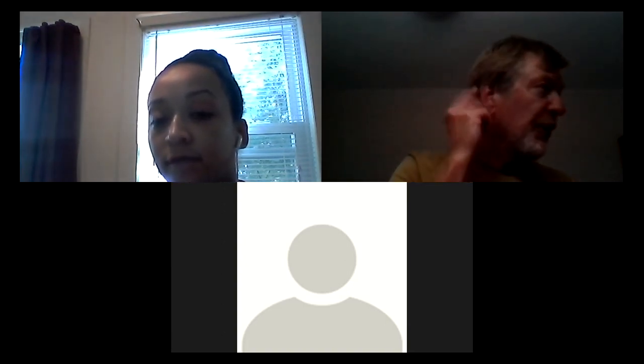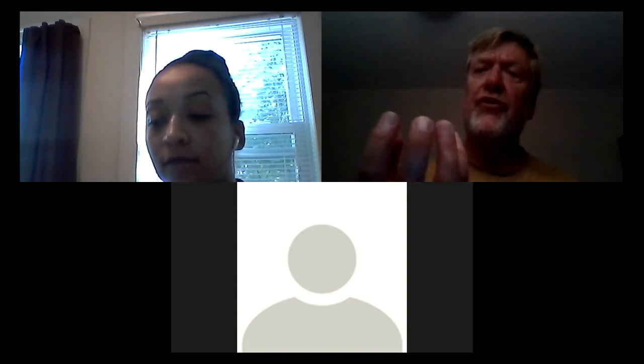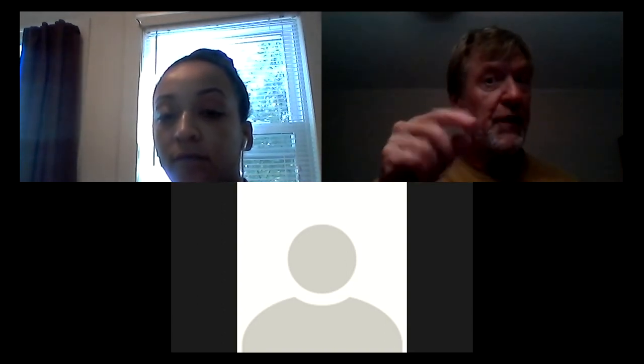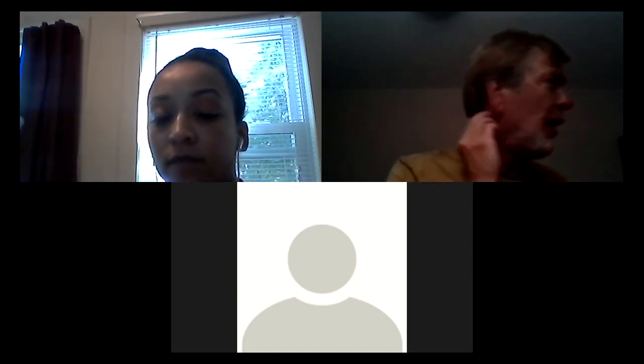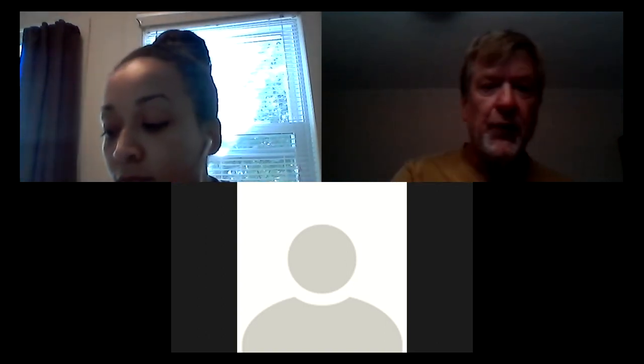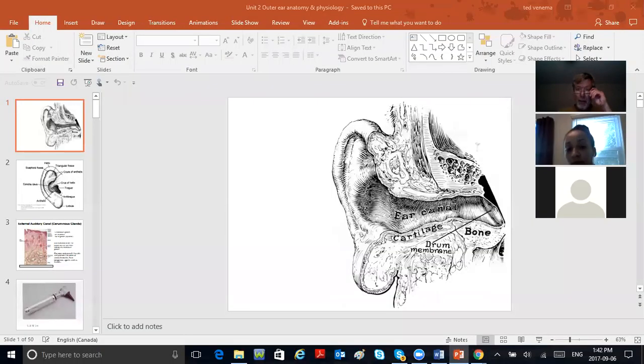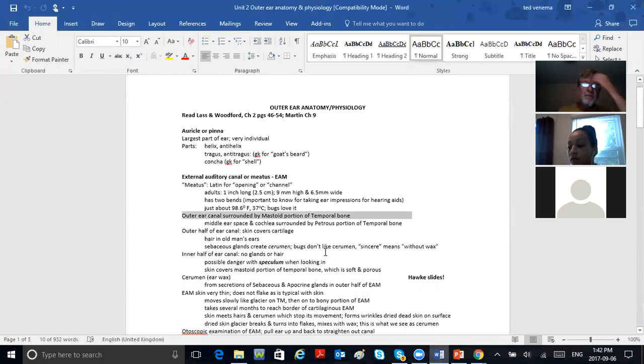Now, so the hard petrous portion of your temporal bone surrounds your inner ear, your cochlea. The mastoid, the soft, porous bone, tends to cover the outer and middle ears. And it's very porous. You can see how porous the bone is here, so it's got all holes in it. It's soft, very unlike the inner portion, which is the petrous portion of the temporal bone.